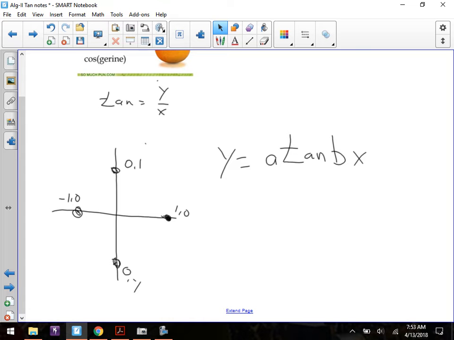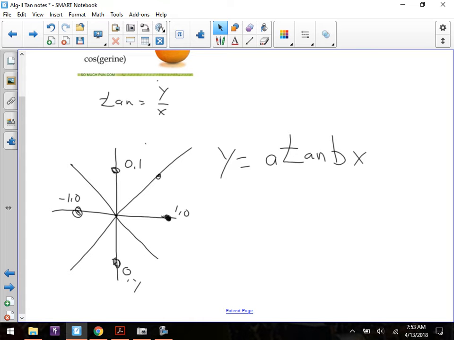But what happens at halfway between pi over 2 and 0? What's halfway between pi over 2 and 0? Pi over 4. What's the tangent of pi over 4? It's 1. Tangent here is 1, which means the tangent here is 1. What's the tangent here? Negative 1. The tangent here is negative 1.